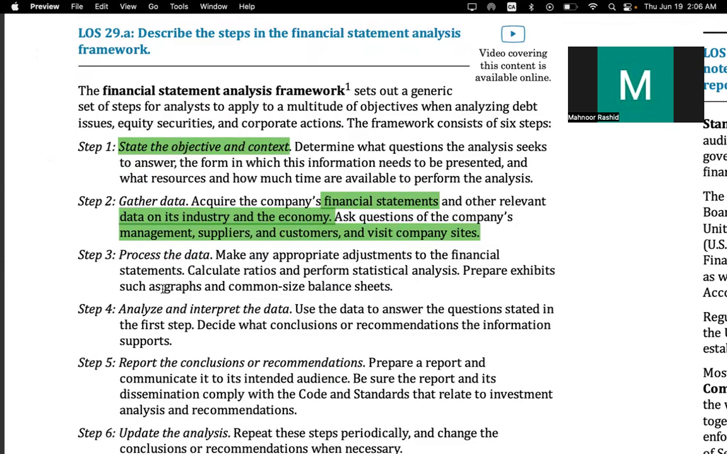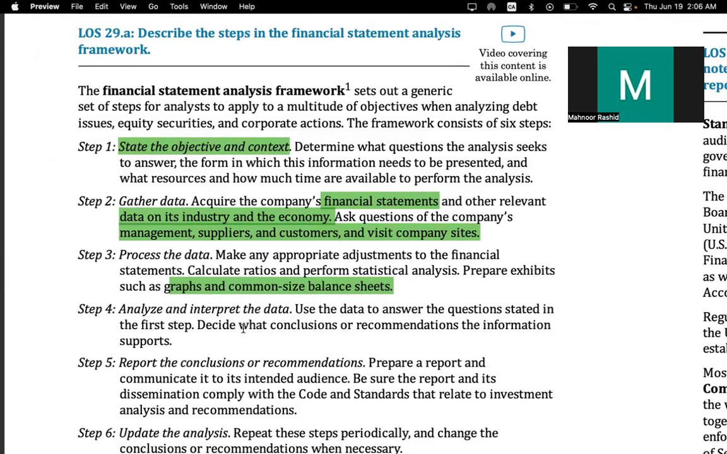Okay, prepare exhibits such as graphs and common size balance sheets. Now, common size balance sheets are simply when you take the balance sheet, which has total assets, right? So every single account on the balance sheet, you show that as a percentage of total assets.